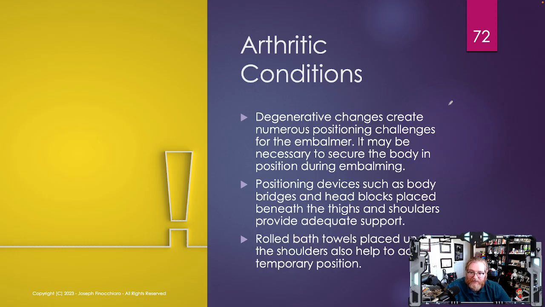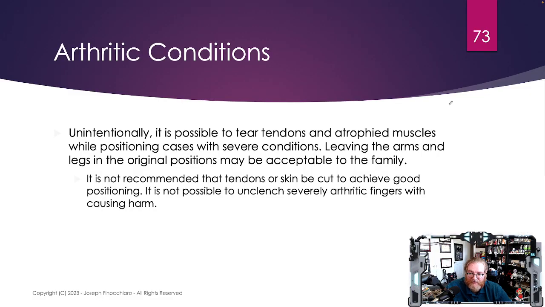Degenerative changes create numerous positioning challenges for the embalmer. It may be necessary to secure the body in position during embalming. Positioning devices such as body bridges and head blocks placed between the thighs and shoulders provide adequate support. Rolled bath towels placed under the shoulders also help to achieve temporary positioning.